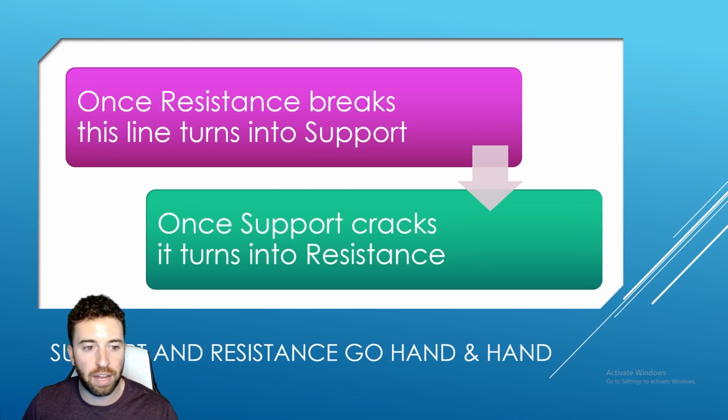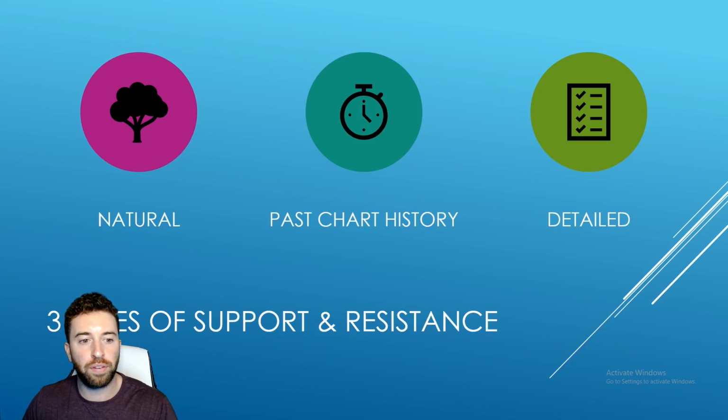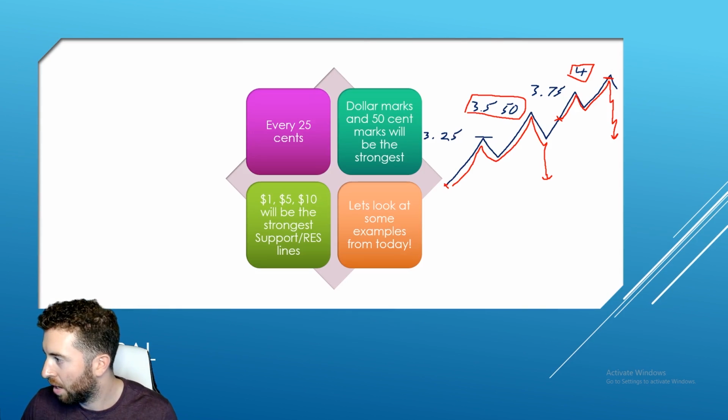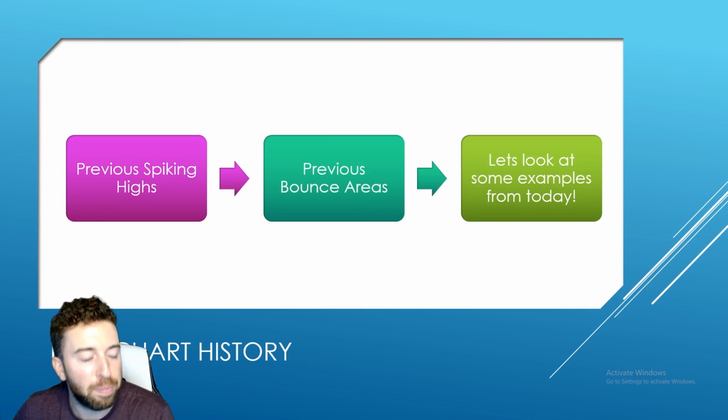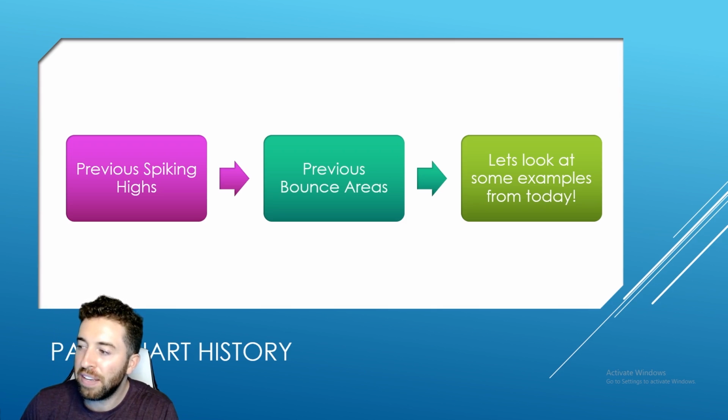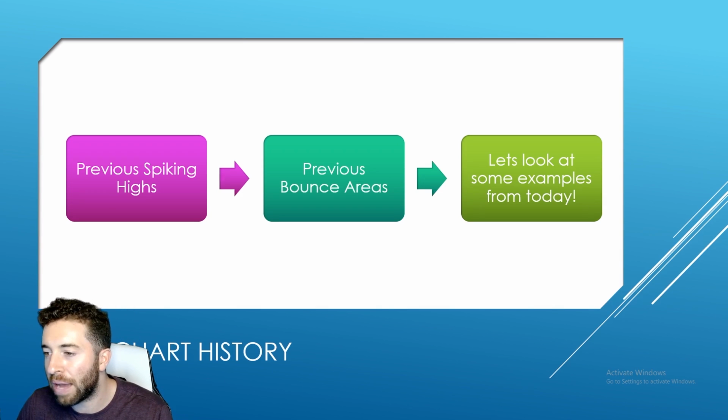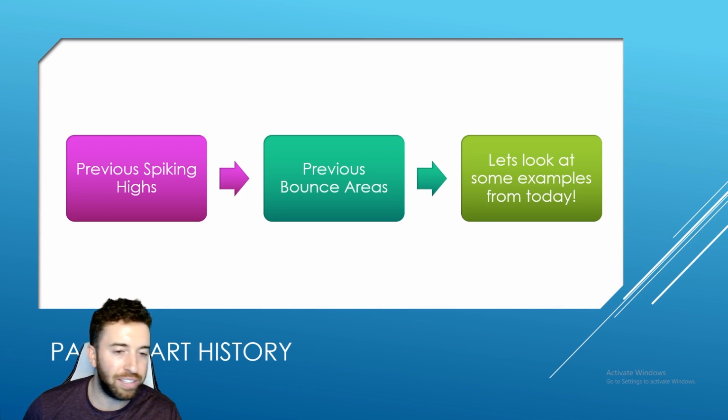Let's keep it going at this moment. So we just went over, of course, our natural. Now, something we want to look at is, of course, past chart history. Past chart history. Previous spiking highs. Previous bounce areas. Right? These are all going to be areas where we want to say to ourselves, where can we bounce at? Where are we going to hit resistance at?